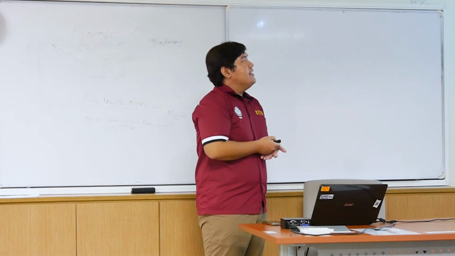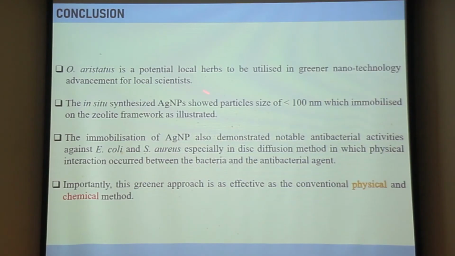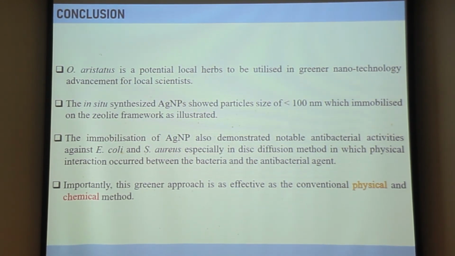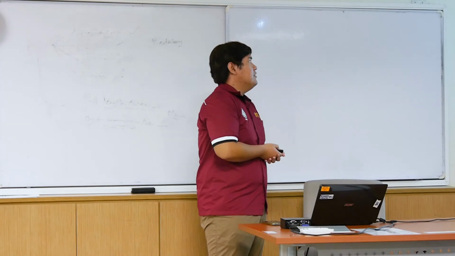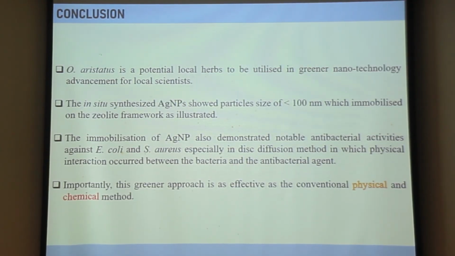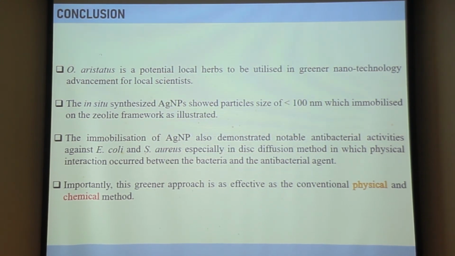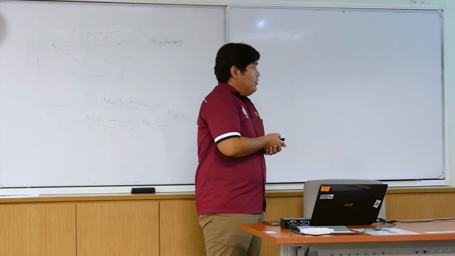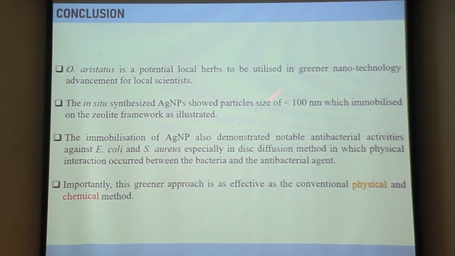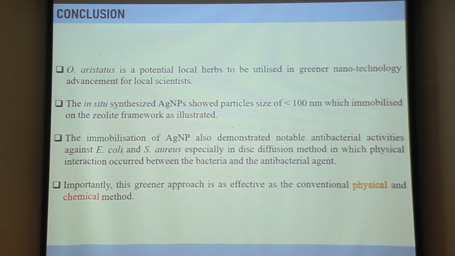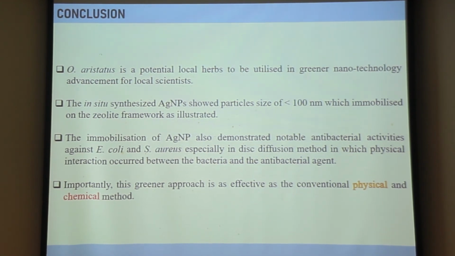So all in all, we can say that silver in synthesized zeolite definitely can kill E. coli and Staphylococcus aureus. I would like to conclude that this recycle chain is a very potential herb to be used in greener nanotechnology advancement, not only this herb, but other types of local herbs as well. The in situ synthesized AgNP also showed commonly less than 100 nanometers, which is definitely nanoparticles. The immobilization of silver nanoparticles demonstrates notable antibacterial activity against these two types of bacteria using the diffusion method, where physical interaction occurs between the bacteria and the antibacterial agent in the media. Most importantly, this greener approach is as effective as the conventional physical and chemical methods.